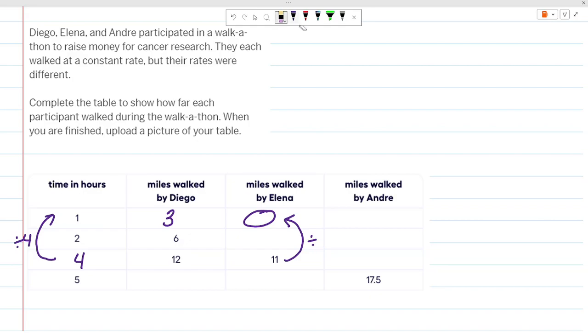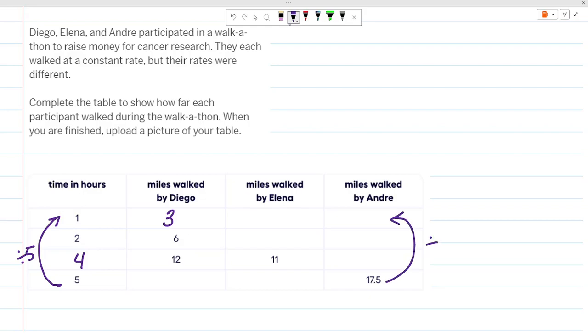So next, let's move on to Andre. In the last row, we see that in 5 hours, Andre walked 17.5 miles. So we could go ahead and find Andre's unit rate. Since 5 divided by 5 is 1, you can take 17.5 and divide that by 5 to get this entry in the table. And then you do some different multiplications of the unit rate to find out how far they walked in other amounts of time.